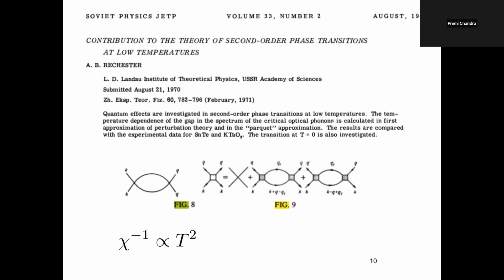And the story that Khmelnitskii tells me is that he was a graduate student with Larkin, and Larkin told him and another student, what happens if you're away from the critical point? What does the susceptibility look like? Okay. So this was done purely as an academic exercise.